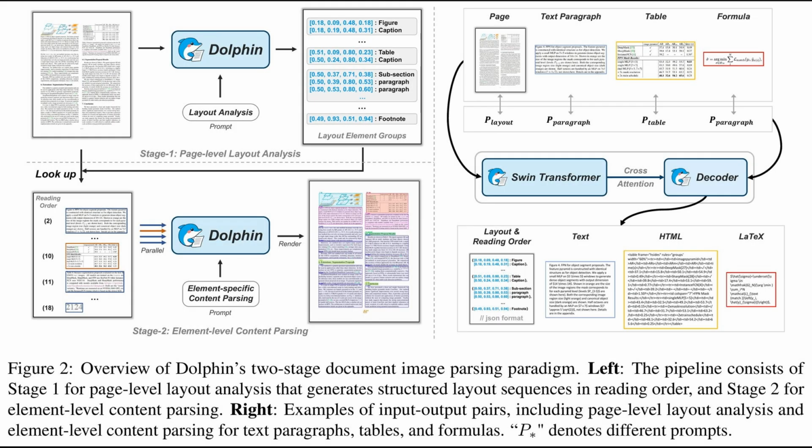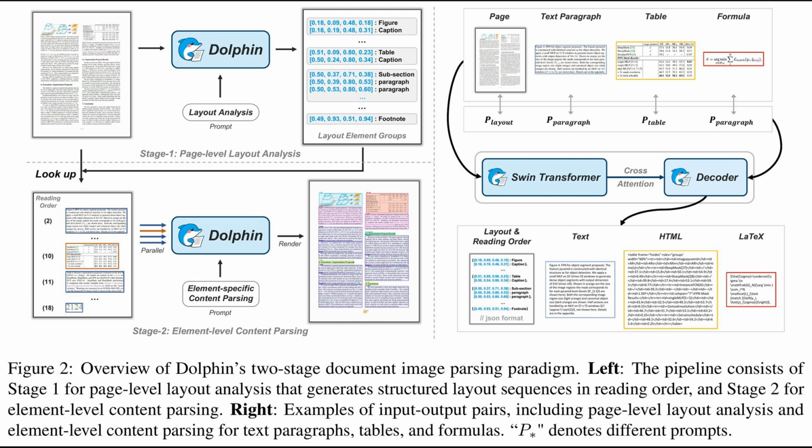So that radar chart gave us the what in terms of performance. Now, figure 2 here gives us a look at the how. It details Dolphin's two-stage document image parsing system. First, in stage 1, which is page-level layout analysis, Dolphin takes the input document image. It uses a layout analysis prompt to identify and output layout element groups in a structured format, like JSON. Basically, these are the different components like figures, captions, tables, and paragraphs, each with its location marked by a bounding box and arranged in reading order. These elements then act as anchors for the next stage.